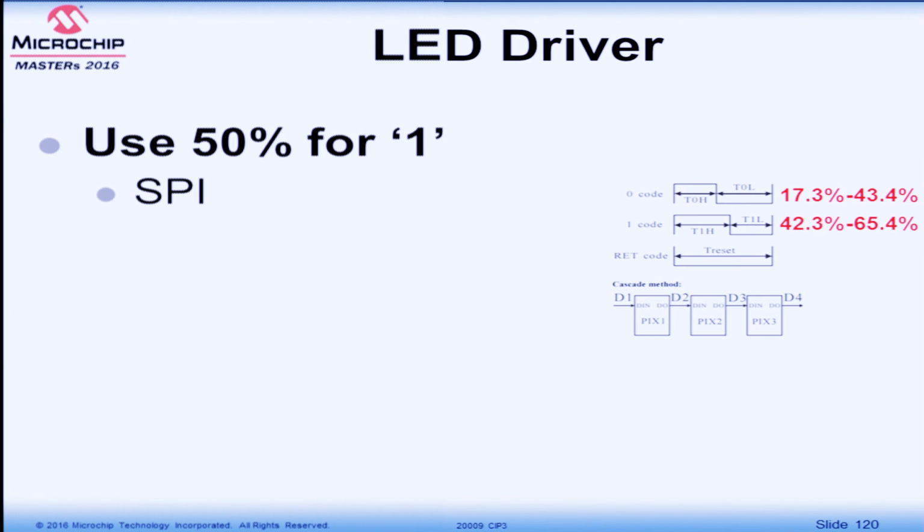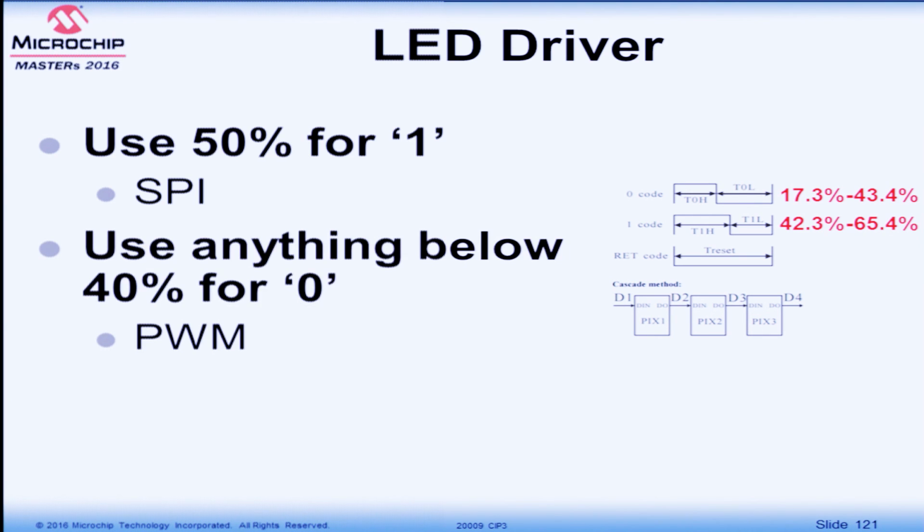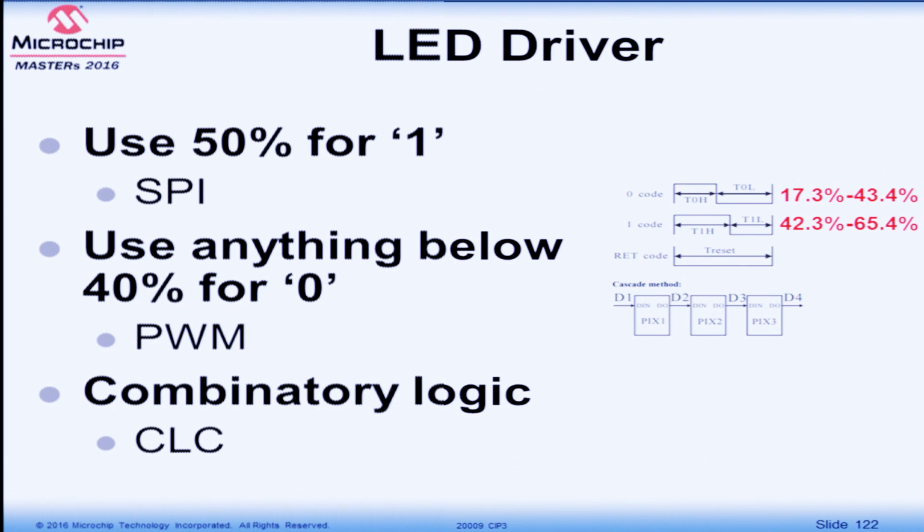For 0, I need something between 0 to 43%, and obviously I don't want to go up to 43 because that's going to be misinterpreted by the device. So anything below 40%, just to be safe, that might be good. That naturally leads us to a PWM module, which I can choose the duty cycle of as I want, right? Then the following question is, how do I combine them together? Well, there comes our favorite CLC.